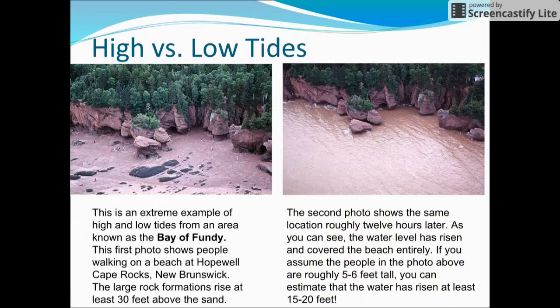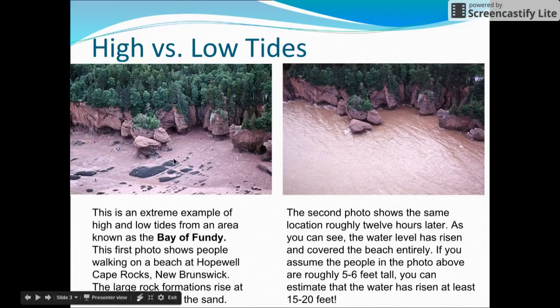If you take a look at this picture, this is an extreme example of high and low tides from an area known as the Bay of Fundy. In this very first picture, you can see people walking on the beach in Hopewell Rocks, New Brunswick. The large rock formations rise at least 30 feet above the sand. The second picture is the exact same location roughly 12 hours later. As you can see, the water level has risen and covered the beach entirely. If you assume the people in the photo are about 5 to 6 feet tall, you can estimate that the water has risen at least 15 to 20 feet.